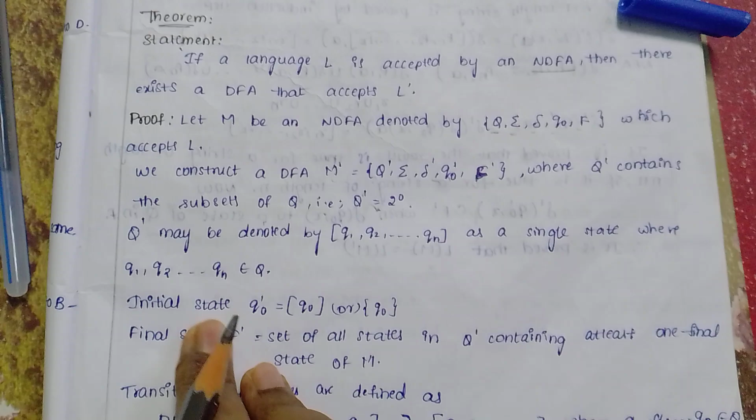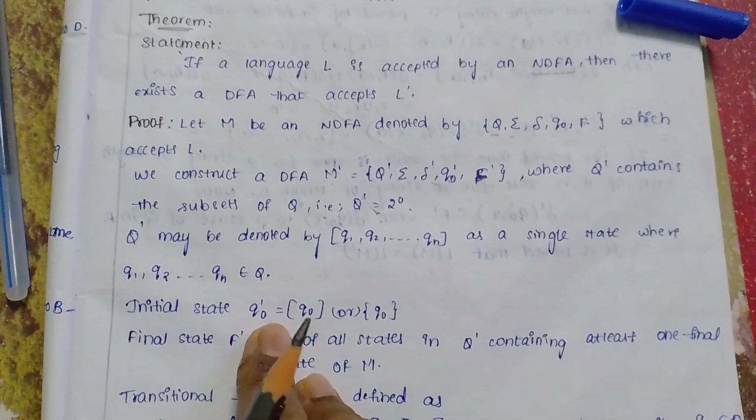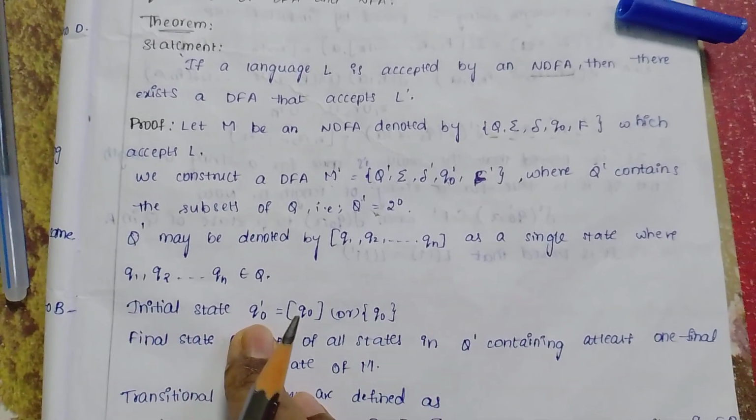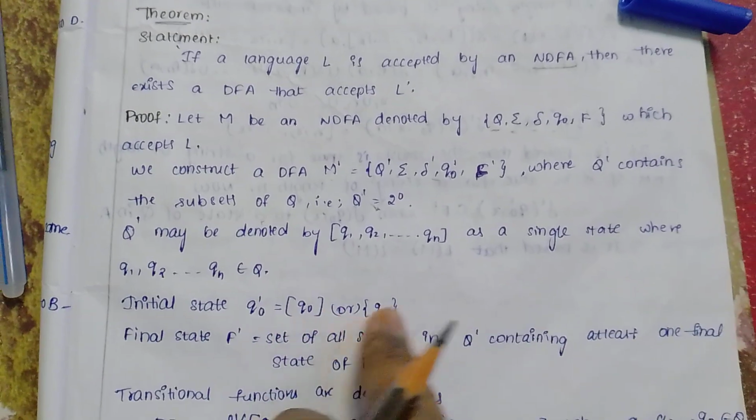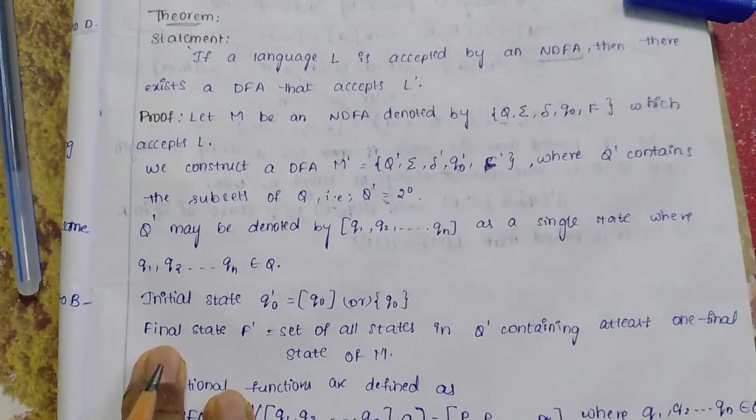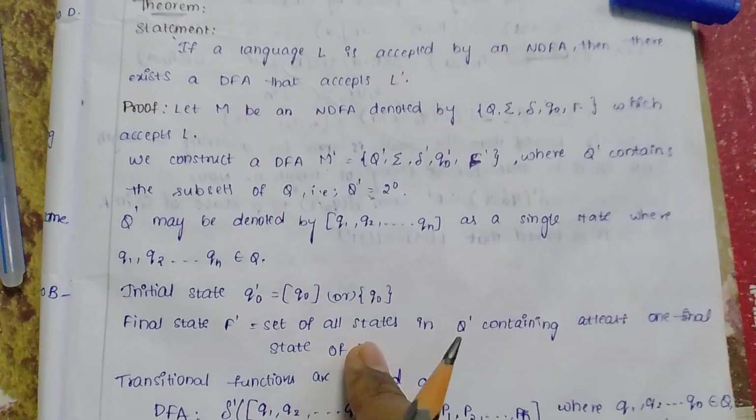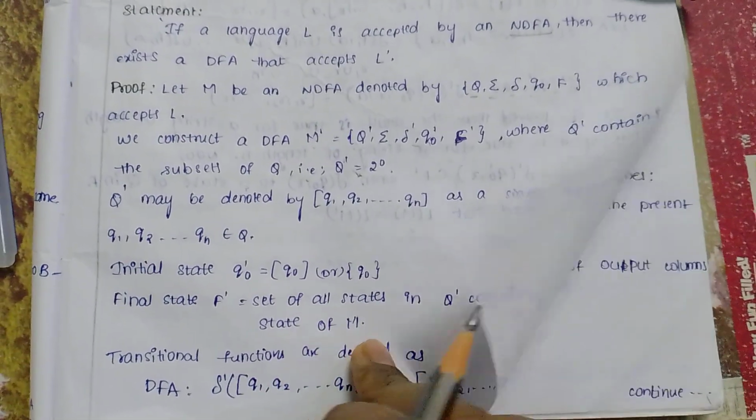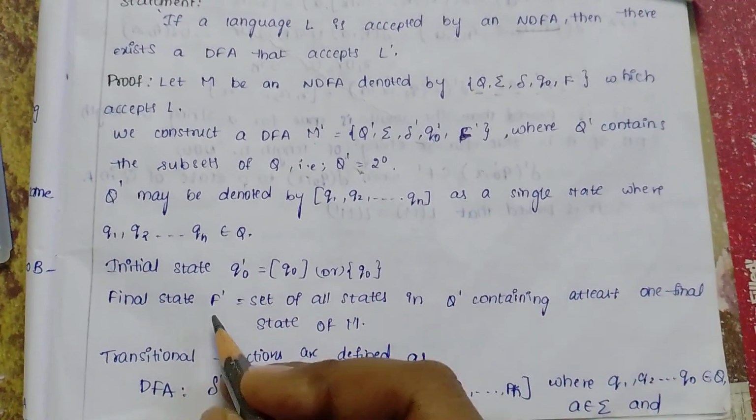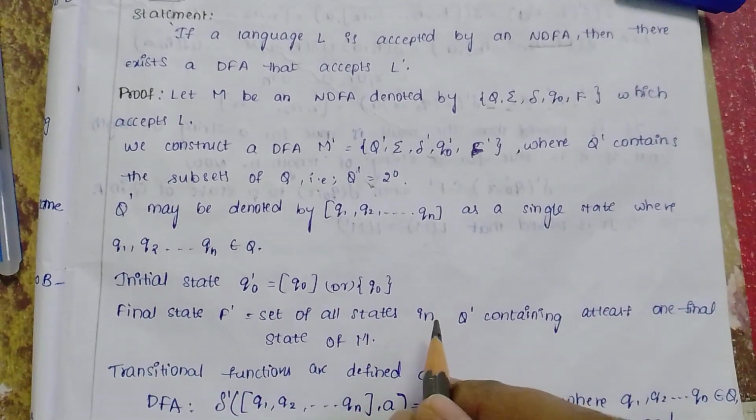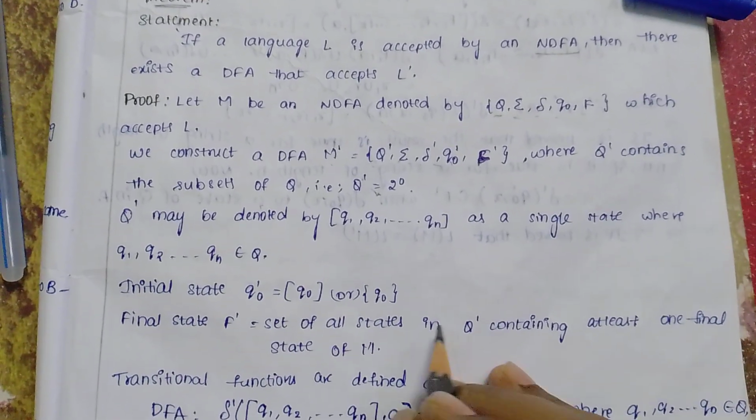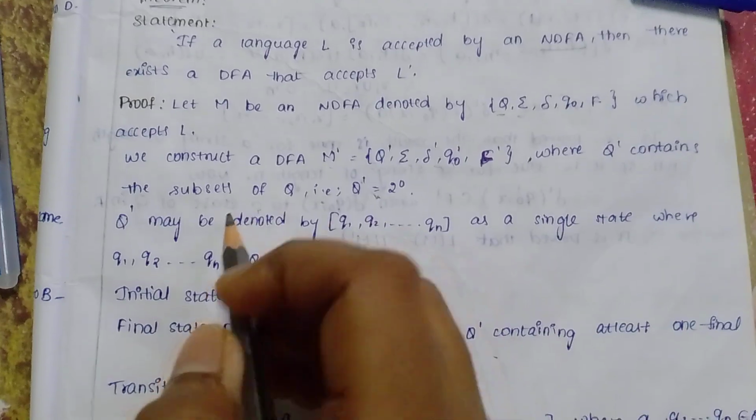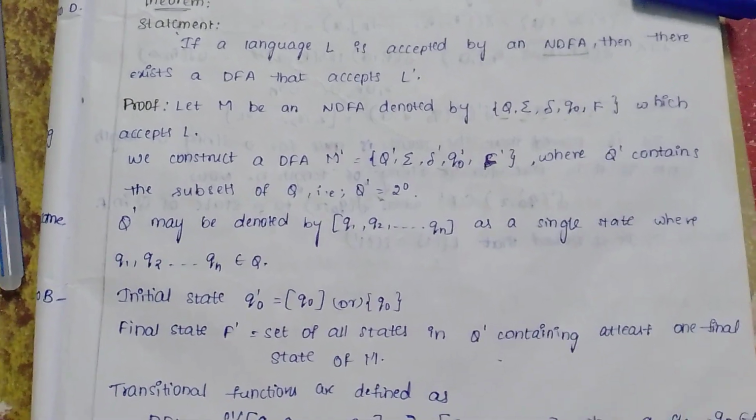Next, the initial state. The initial state Q naught dash equals Q naught, or the set of Q naught. And the final state F dash equals the set of all states in Q dash containing at least one final state of M. So the set of all states in Q dash in the DFA containing at least one final state of M. So at least one state of the NFA must be contained.